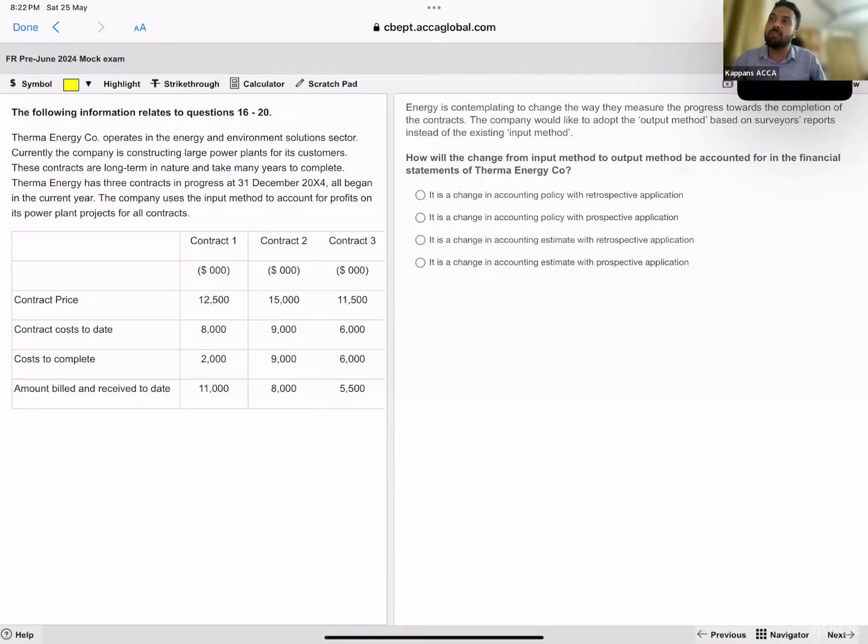So changing the method of percentage of completion is a change in accounting estimate, and a change in accounting estimate will be applied prospectively. So option D, it's a change in accounting estimate with prospective application. This is IAS 8, changes in accounting policy, accounting estimate, and prior period error.